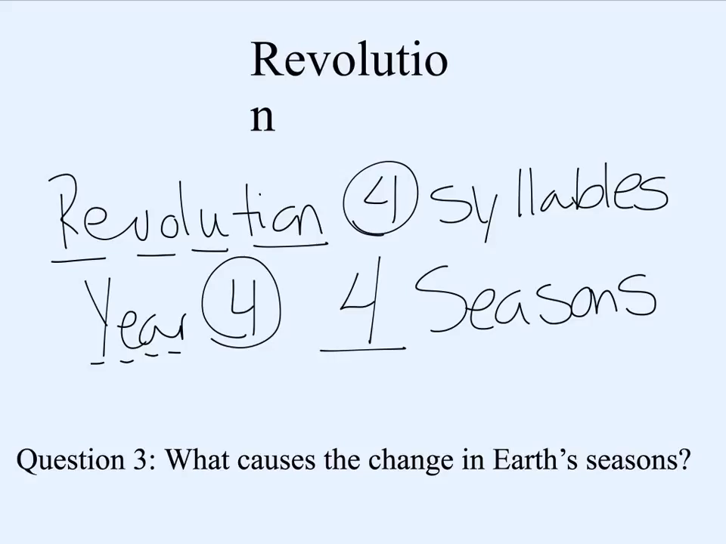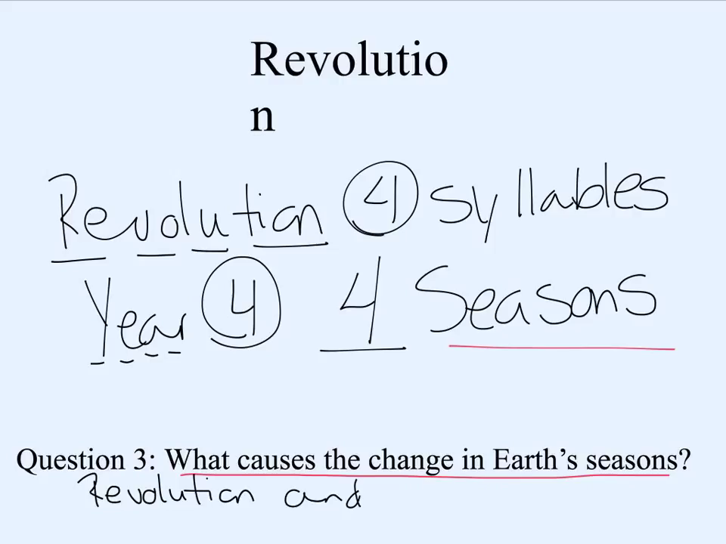As the Earth is tilting, it's causing certain areas to be cold and certain areas to be hot, and this works with the revolution to create our seasons. So question 3 asks, what causes the change in Earth's seasons? What are those 2 things that we just talked about that cause the change in Earth's seasons? Great job. Your answer should be the revolution and the tilt. Please make sure you write that down in your handout.